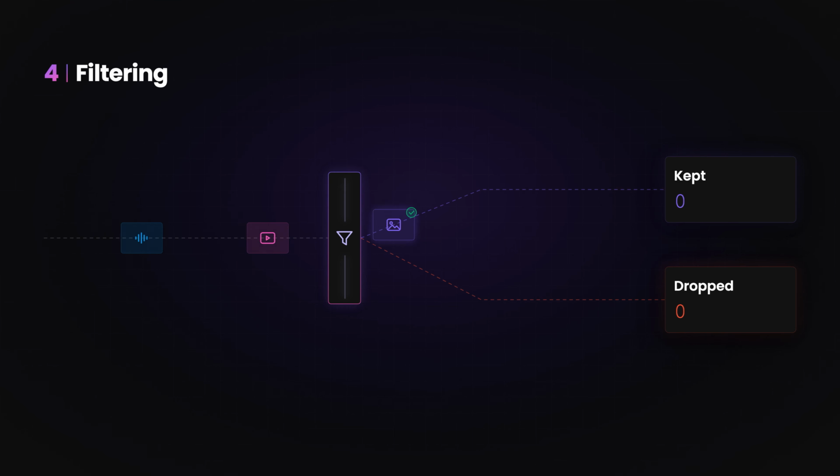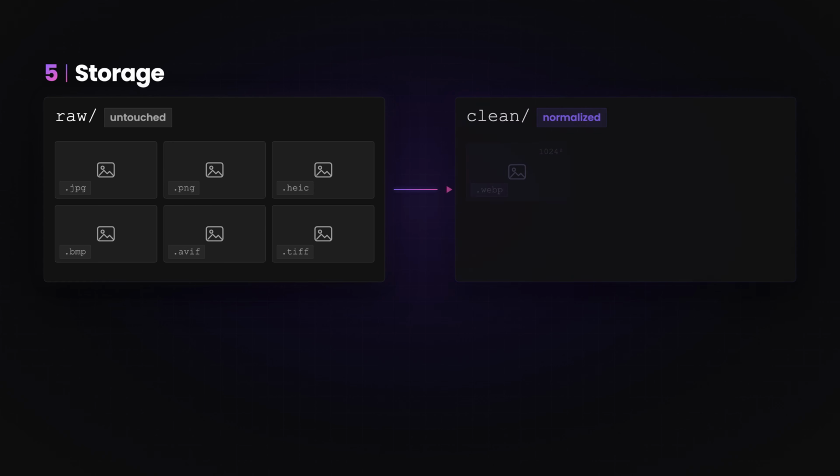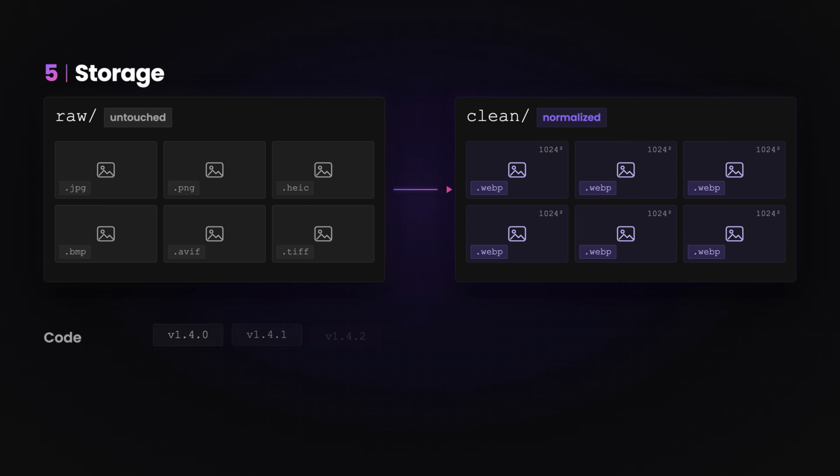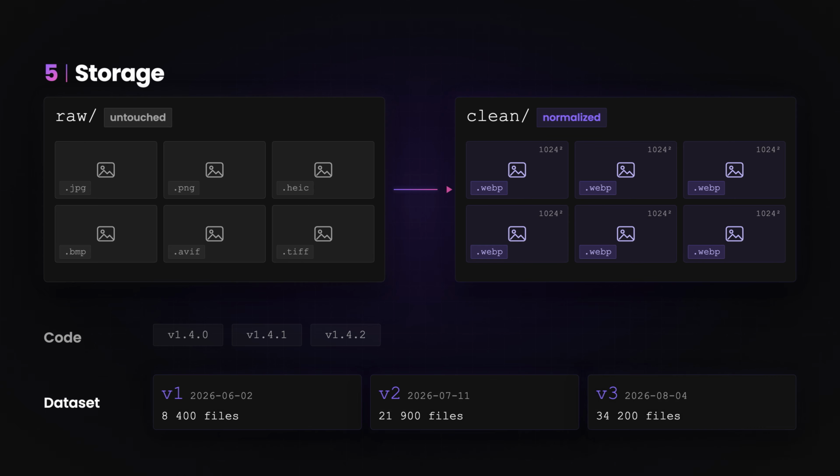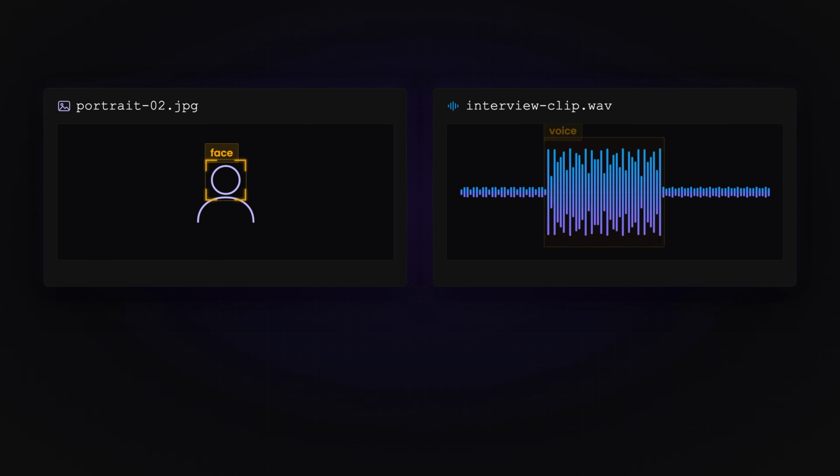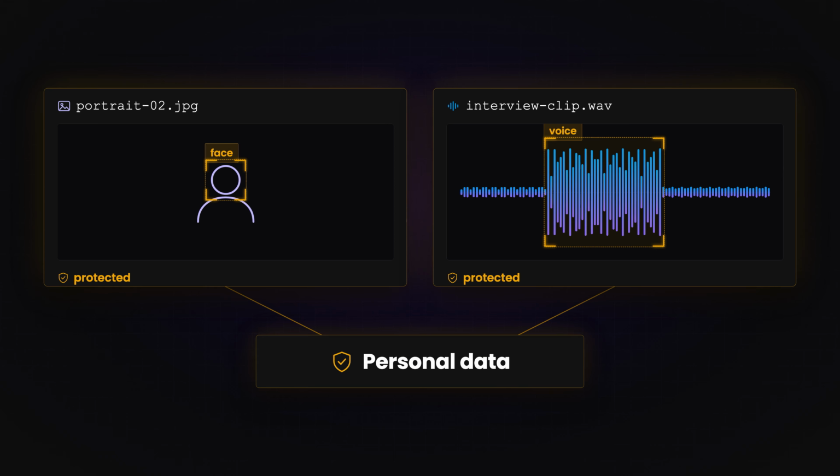Catch the bad files here before they cost you down the line. And last is storage. Keep your raw files separate from your clean ones, and version the dataset itself, not just your code. Sources change, and you will want to know exactly what you trained on. One more thing worth remembering: a face in a photo or a voice in a clip is personal data. Treat it that way from the moment you collect it.